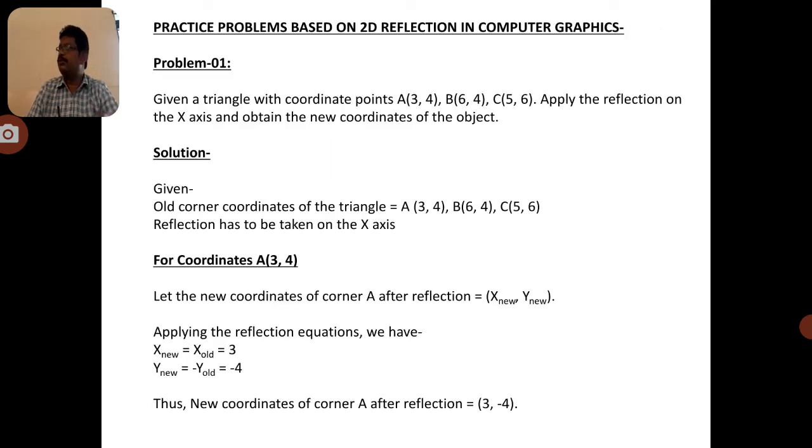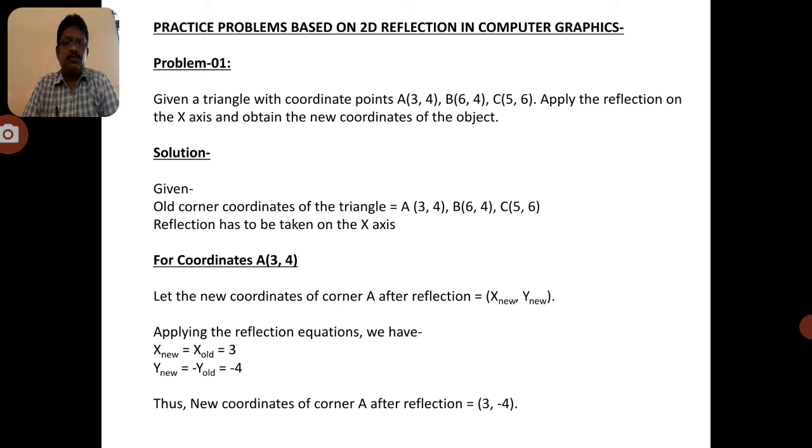So now we are going to discuss a small example. This particular reflection takes place on the x-axis, and similarly the reflection takes place on the y-axis. Now we can consider a given triangle. The object given here is the triangle: A of 3, 4, B of 6, 4, and C of 5, 6. Now we are going to apply the reflection on the x-axis. You clearly identified the problem given: the reflection takes place on the x-axis, and obtain the new coordinates of the object.